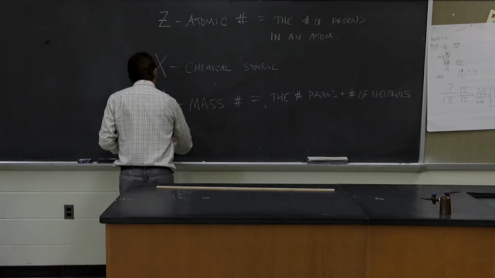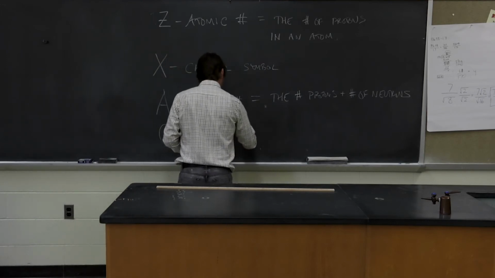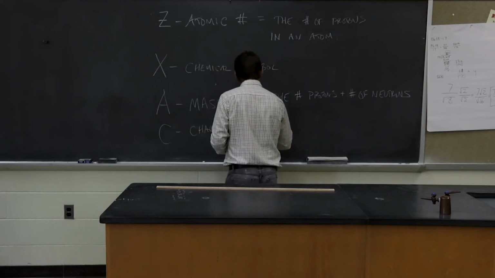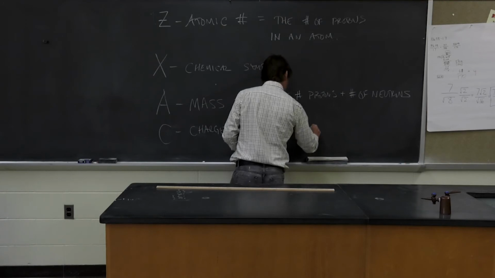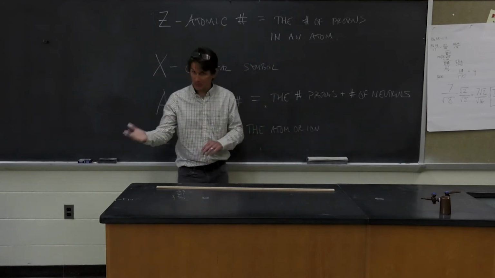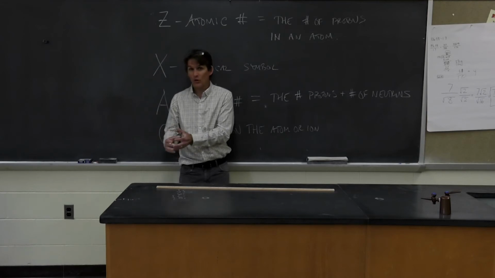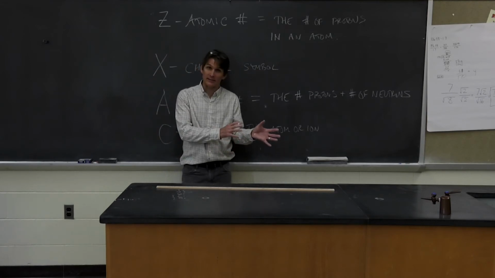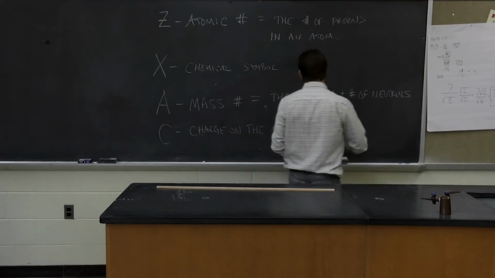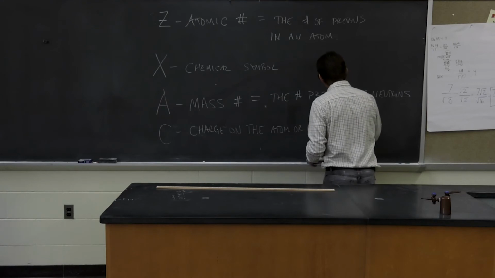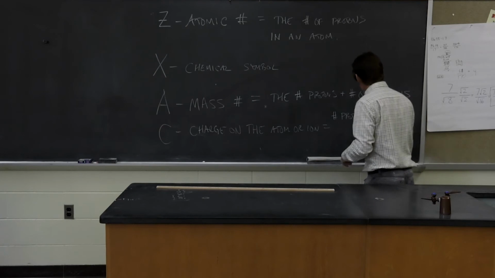Then we can say C, that's just going to be the charge on the atom or ion. Well, the charge can either be positive if you have an excess of protons, because protons are positive, or it can be negative if you have an excess of electrons, because electrons are negative. So the way we calculate the charge, this is going to be the number of protons minus the number of electrons.